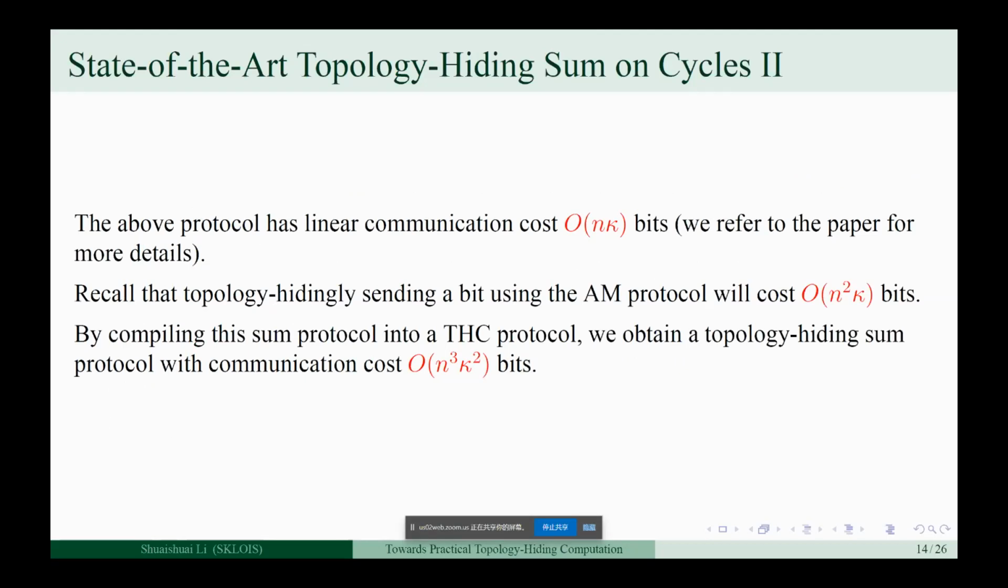Recall that topology-hidingly sending a single bit using the AM protocol will cost O(n) squared times kappa bits. By compiling this sum protocol into a THC protocol, we obtain a topology hiding sum protocol with the communication cost O(n^3) times kappa squared bits.